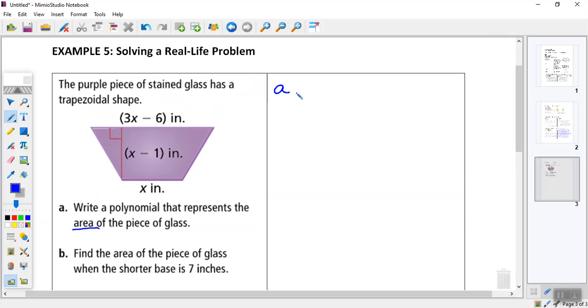Okay, somebody Google up the area formula of a trapezoid for me. You got it there, Andrew? Oh, yeah, there we go. A is equal to (a plus b) over 2 times h. Okay, I don't really like that one. I'm going to go with this right here, okay?